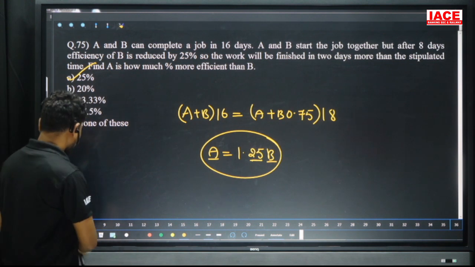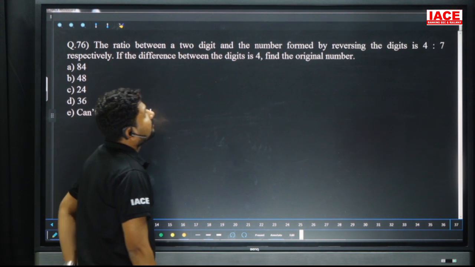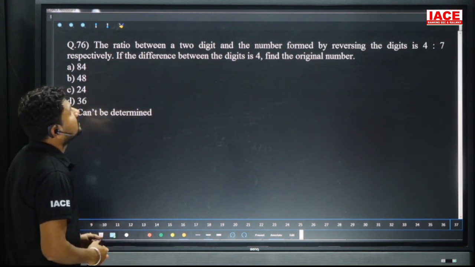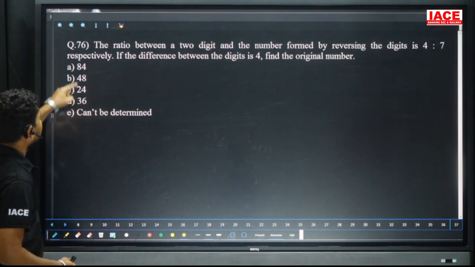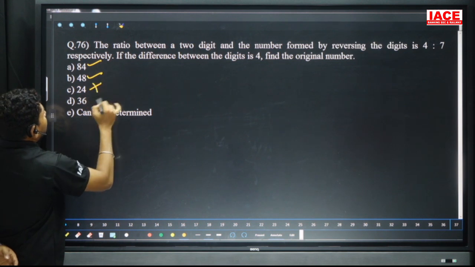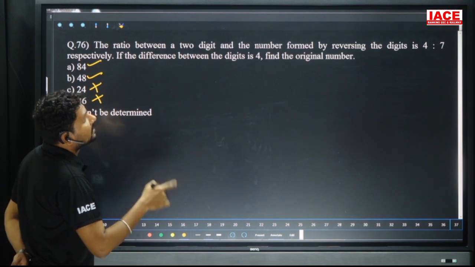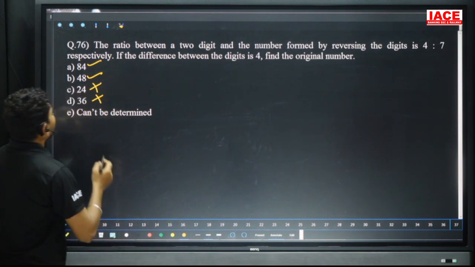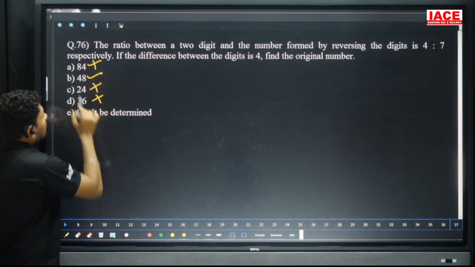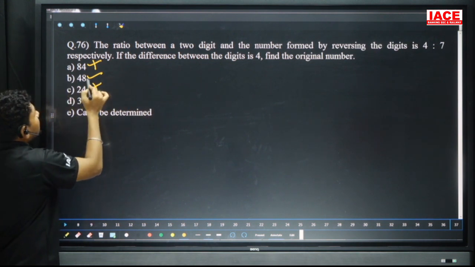25 percentage. Next, the ratio between a two digit number and the number formed by reversing the digits is 4:7 respectively, if the difference between the digits is 4. So 84, 48. 48 is not divisible by 7, but 48 is divisible by 4, and 84 is divisible by 7. That means which option is right? B option is right.